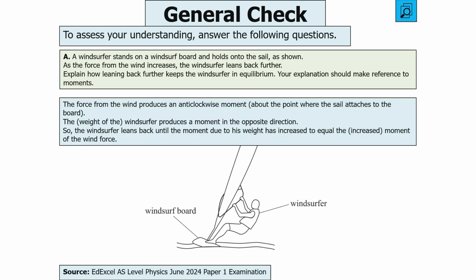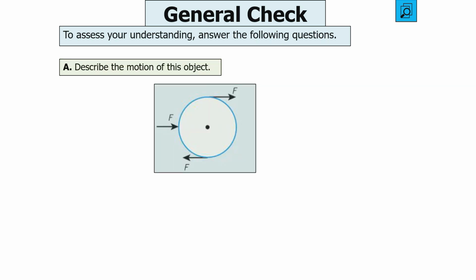The force from the wind produces an anti-clockwise moment about the point where the sail attaches to the board. So the weight of this windsurfer produces a moment in the opposite direction. So the windsurfer leans back until the moment due to his weight has increased to equal the increased moment of the wind force.